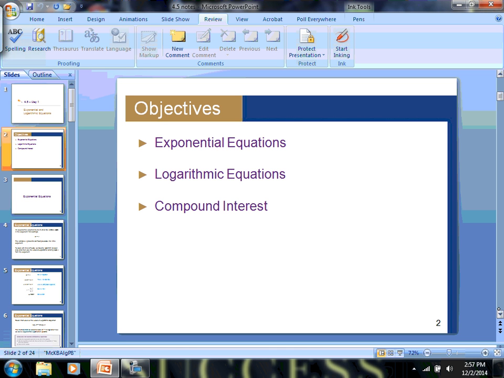And today we're going to take a look mostly at logarithmic and exponential equations and different ways that we can solve them. So they're going to be more advanced equations today.